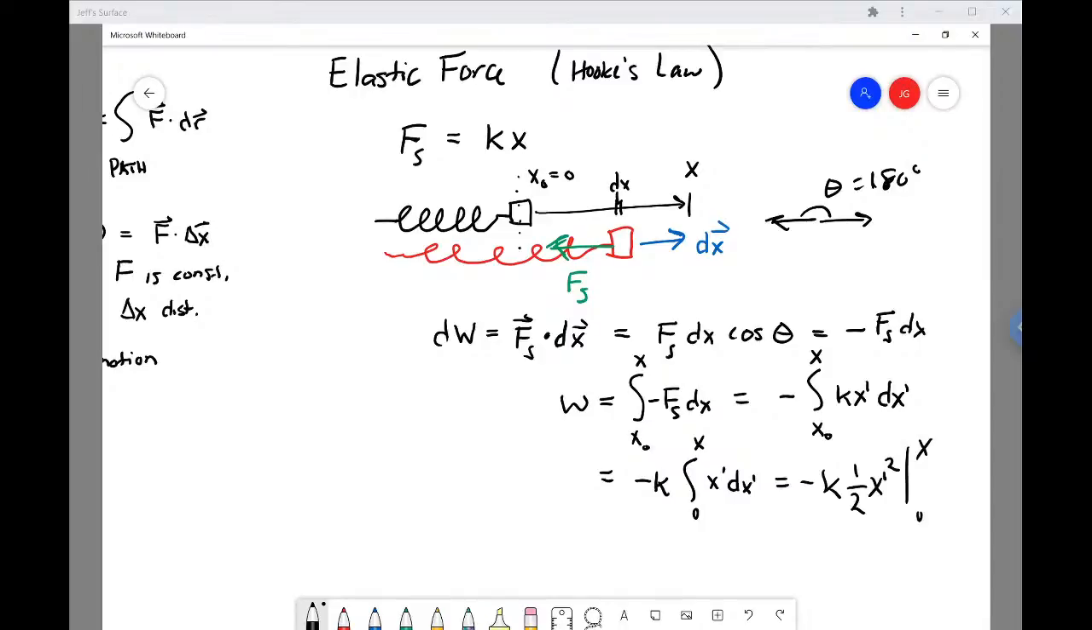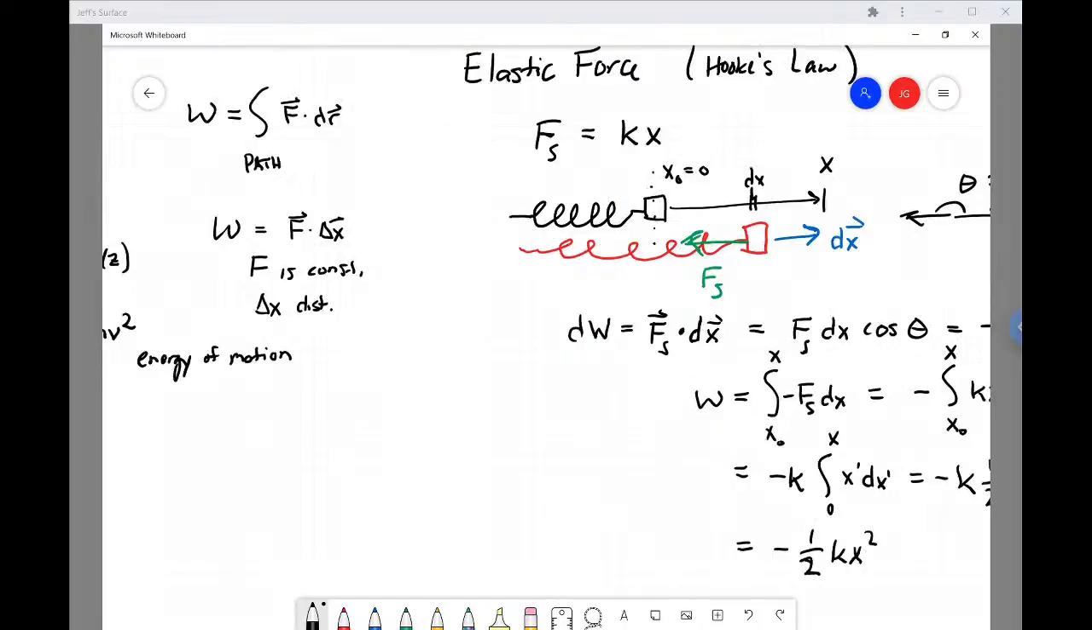Well, you evaluate at 0, you get 0. You evaluate at x, you get 1/2 x squared. So the result you get here, the amount of work done by this spring force as you're stretching the spring, is negative 1/2 k x squared.